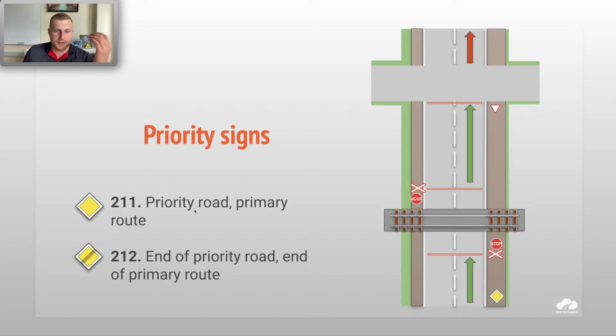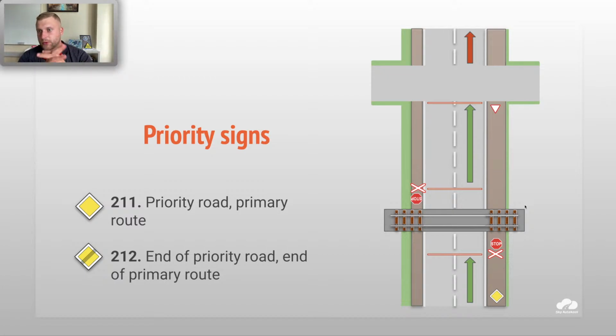This one we can say is the priority road or main road sign, which is even easier to pronounce. It's a yellow diamond. There is no other such sign on the road, so it's the only specific sign for the main road: a diamond, yellow inside, and the end of priority road sign.